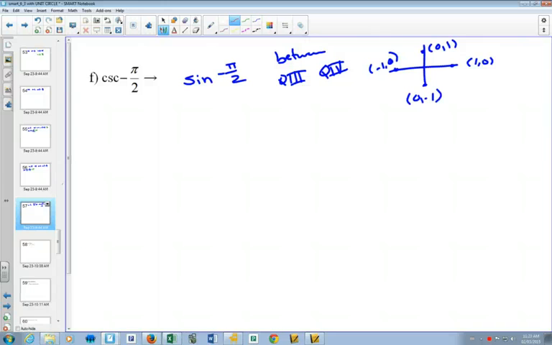And in this case, negative pi over 2, we're ending right there. So sine of negative pi over 2, being the y coordinate, is going to equal negative 1. So cosecant of negative pi over 2, well, you can write the reciprocal if you like, 1 over negative 1, but that is just the same as negative 1 anyways.